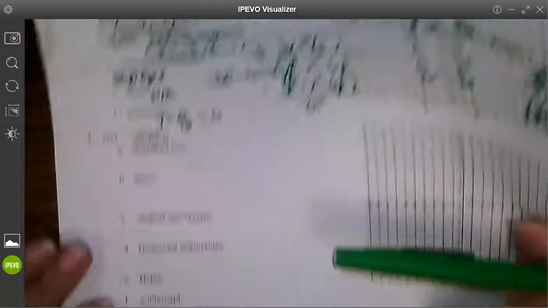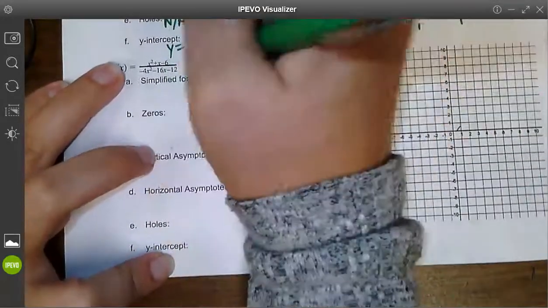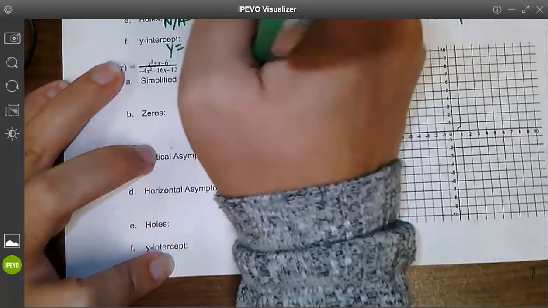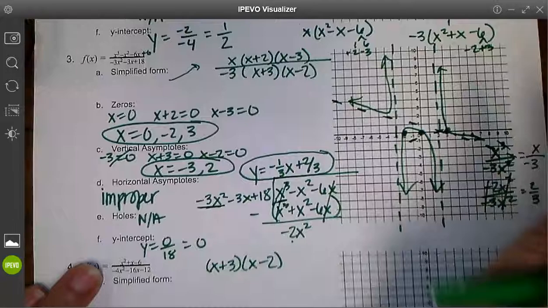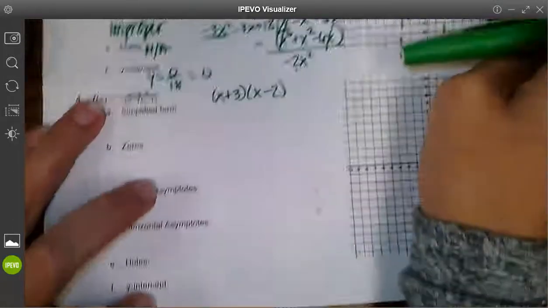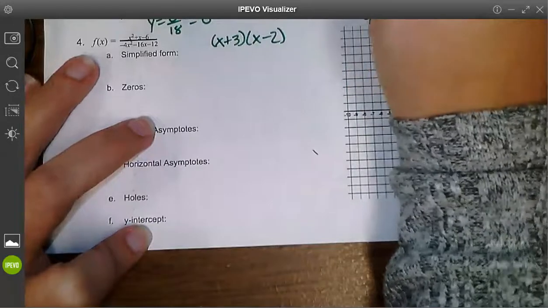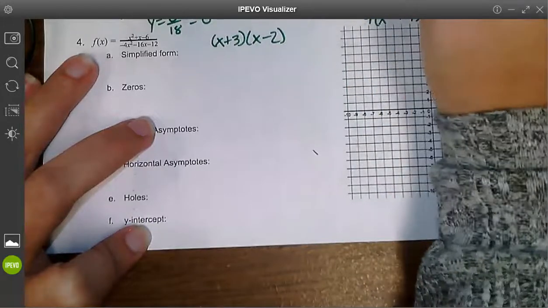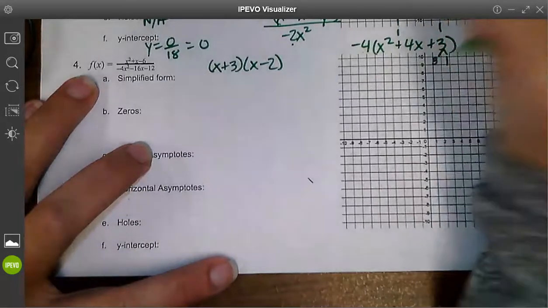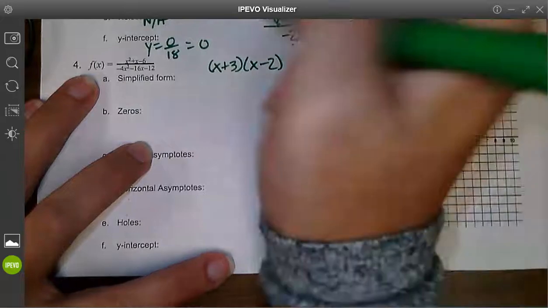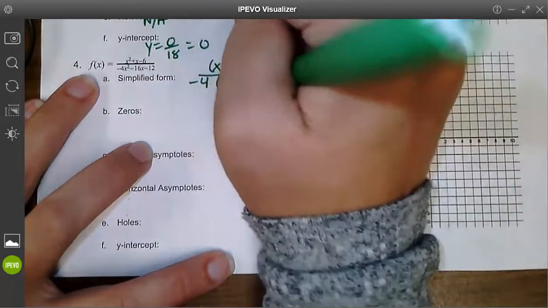All right, and then the last one, again, I'm going to factor. We just factored one like this, so on top I'm going to have x plus 3 and x minus 2. That was this bottom part here. Factors of 6, that give me 1, a positive 3, and negative 2. On the bottom, I'm going to pull out my negative 4. I'm left with x squared plus 4x plus 3. I need factors of 3 that will give me 4. So that's going to be 3 and 1. To get positive 4, I need positive 3 and positive 1. So on the bottom, I'm going to have negative 4 times x plus 3 times x plus 1.